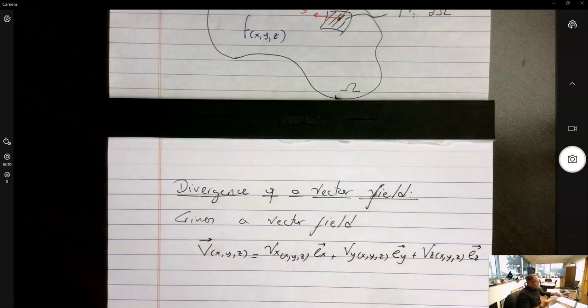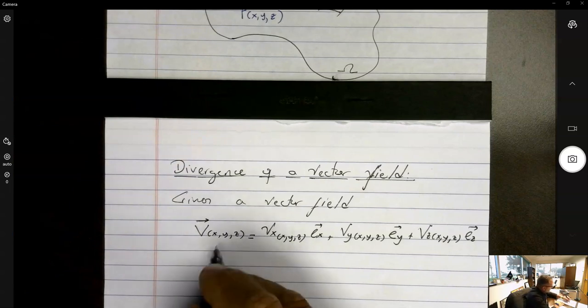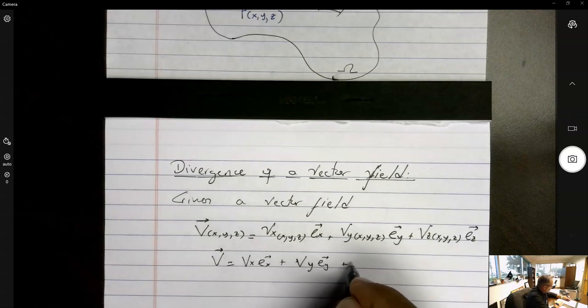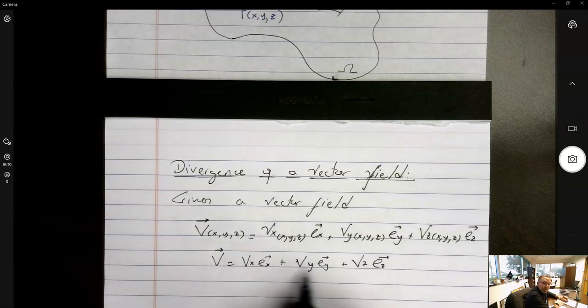We are going to use a shortcut here and just simply say that V is Vx, Vy, and Vz. These are independent components of the vector field. Each of them is an independent function of x, y, and z, potentially. Okay, this is what a vector field means.